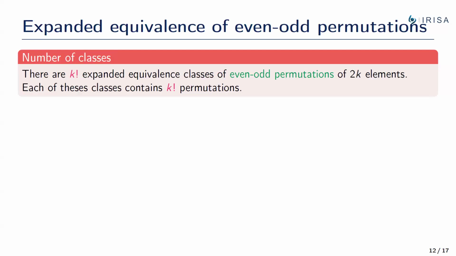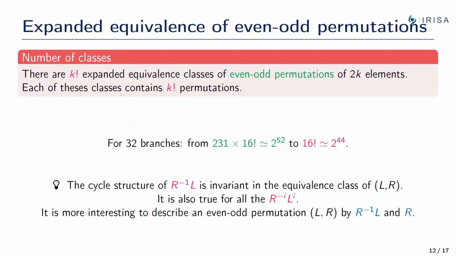So now we have a larger equivalence relation, and so the number of elements in each class is bigger, and you have fewer equivalence classes. We counted them in the paper and show that there are factorial k expanded equivalence classes, and each of them contains factorial k permutations. So for 32 branches, we now have to consider 2 to the 44 permutations. The proof of this result is quite technical, so if you want, you can look at the paper. But one of the main tools in it is noticing that in these new equivalence classes, the cycle structure of the difference of the left branch permutation and the right branch permutation is invariant in the equivalence classes. And that's why we chose to describe even-odd permutations by the difference of the permutations and one of the original permutations. This helps us to regroup permutations together in the proof.